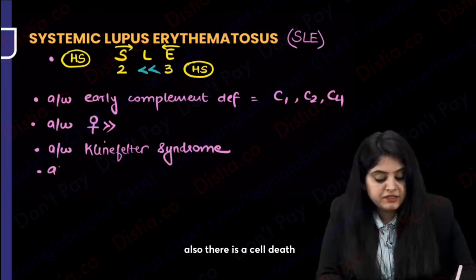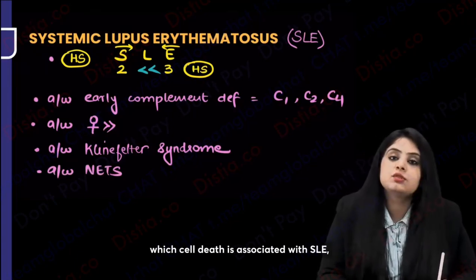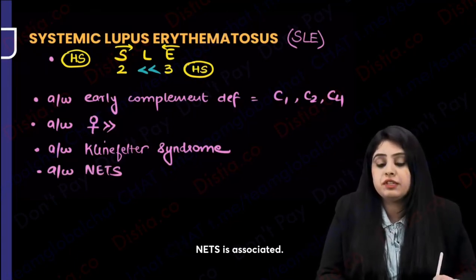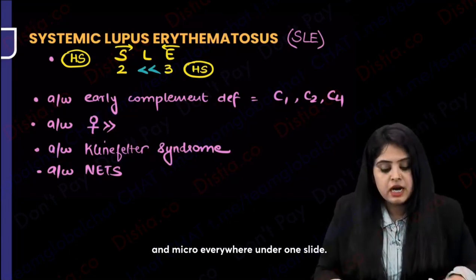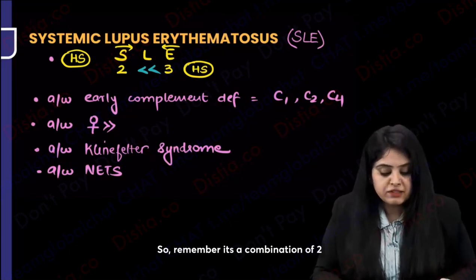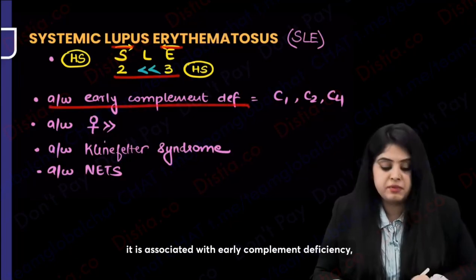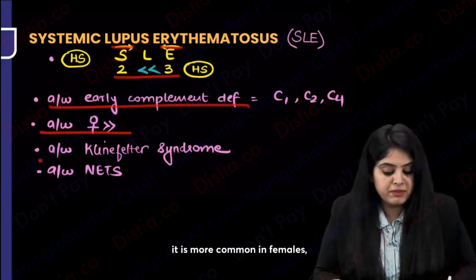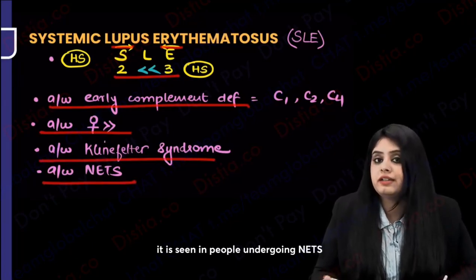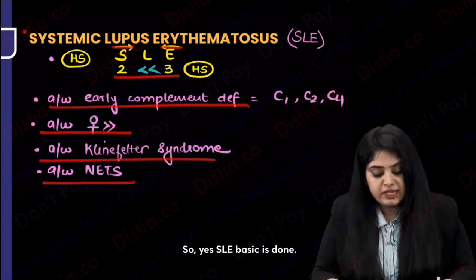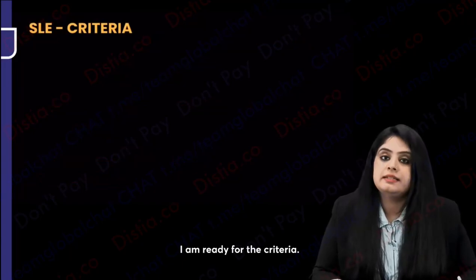Also, there is a cell death which can lead to autoimmune SLE. Which cell death is associated with SLE? NETs is associated. I've got you all the SLE points that you studied in path and micro everywhere under one slide. So remember, it's a combination of type 2 and 3 hypersensitivity. It is associated with early complement deficiency. It is more common in females. It is seen in Klinefelter patients. It is seen in people undergoing NETs, which is a type of killing. So yes, SLE basics are done. I'm ready for the criteria.